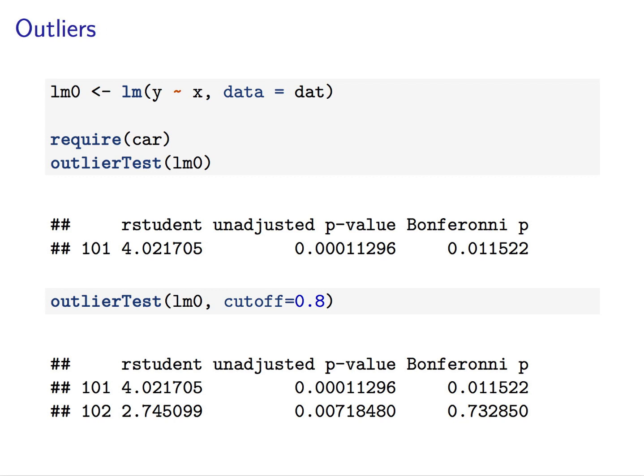If we increase the threshold, the cutoff, the default is 0.05, we see that observation 102 also shows up on the list. It's the next one to show up on the list.